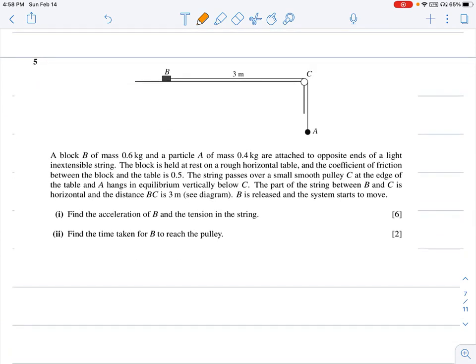Question number 5. A block B of mass 0.6 kg, so this is 0.6, and A of mass 0.4, so this value is 0.4 kg. The block is held at rest on a rough horizontal table, so there will be friction. It will obviously move towards the right, so friction will be towards the left, mu R. The coefficient of friction is 0.5. The string passes over this much. The portion of the string between B and C is horizontal. Distance is 3 meters. Released to move.